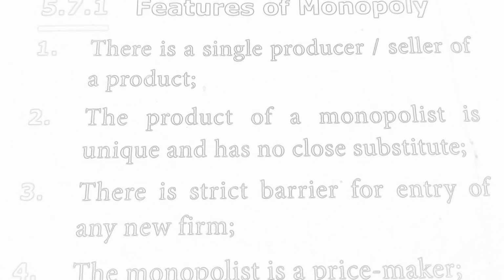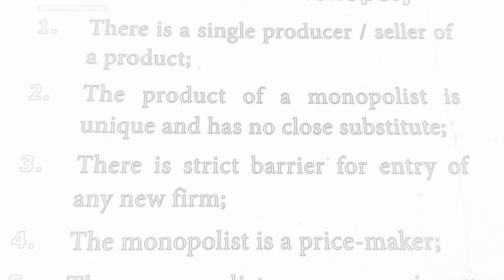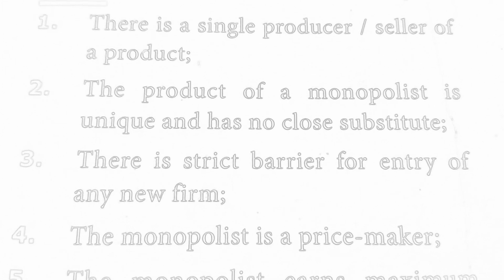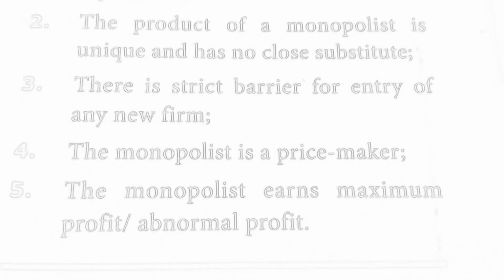To recap the features: single producer, seller of the product. The product of the monopolist is unique. There is no substitute. What is the meaning of substitute? We substitute one commodity for another commodity. Here there is no substitute. There is a strict barrier for entry of a new firm. The monopolist is a price maker and earns the maximum profit or abnormal profit.